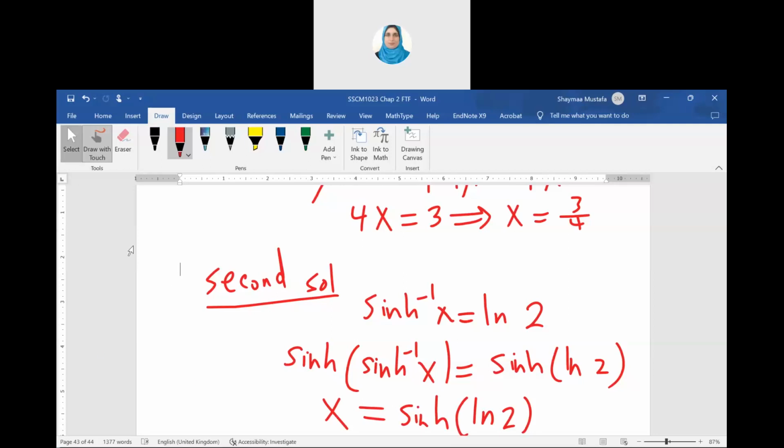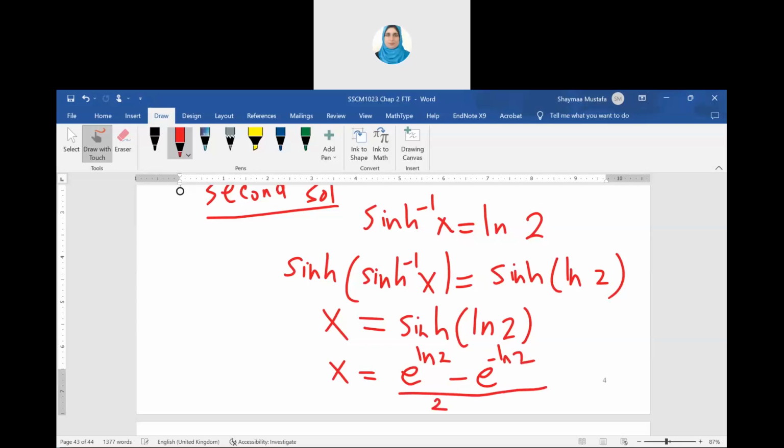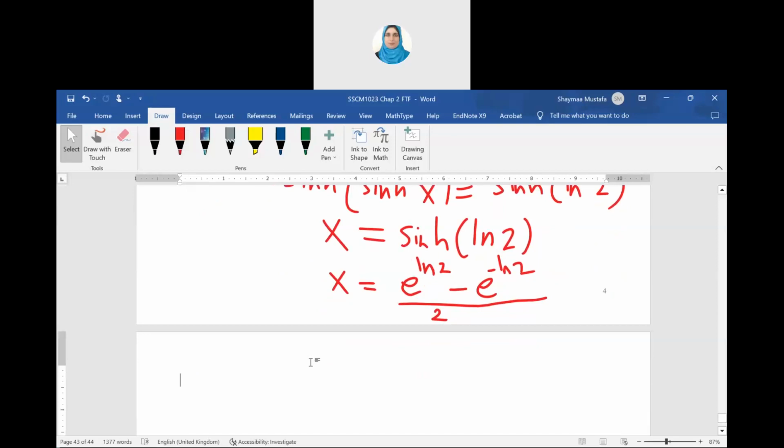Sine ln 2. Using the definition of sine, x is equal to exponential ln 2 minus exponential minus ln 2, over 2. Using the definition of sine, not the definition of sine inverse. So x, exponential with ln here will cancel each other.